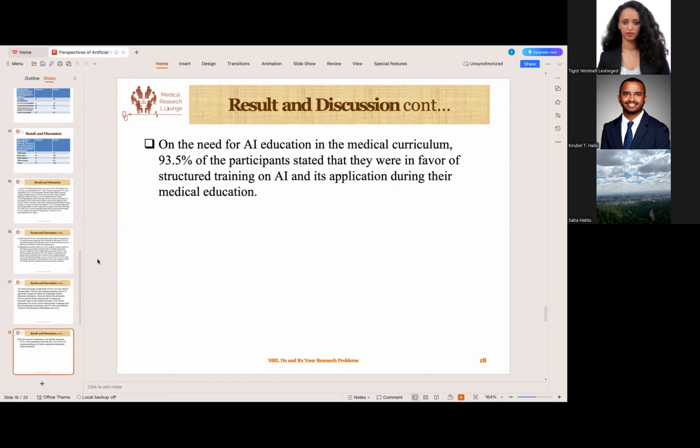And on the need for AI education in the medical curriculum, around 93.5% of the participants were in favor of a structured training on AI and its applications during their medical education. So these were some of the results we saw after we collected participants' responses from the online forms.